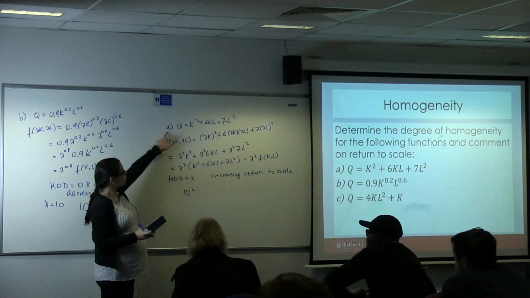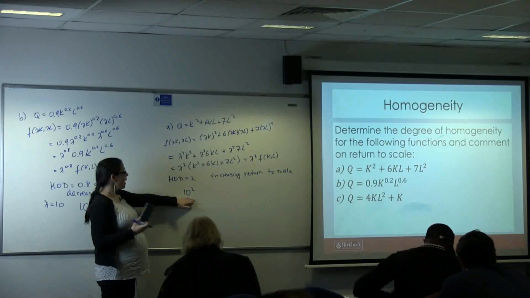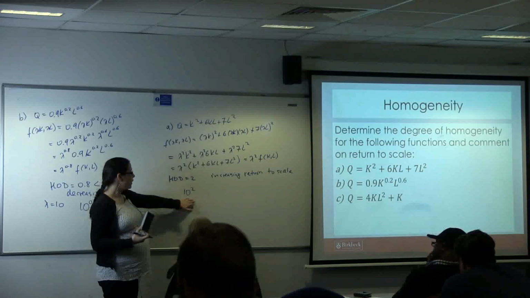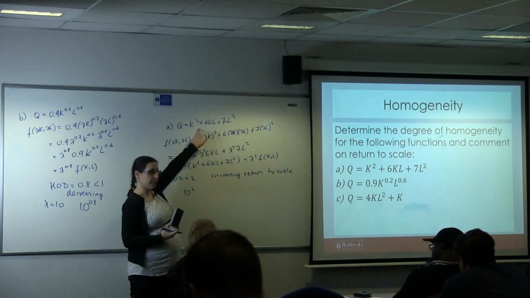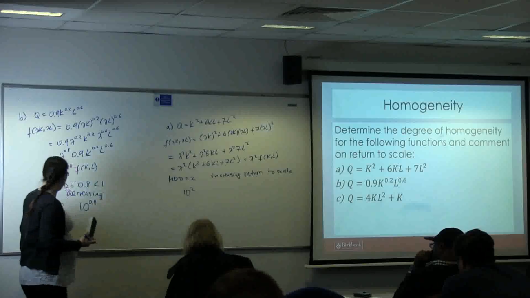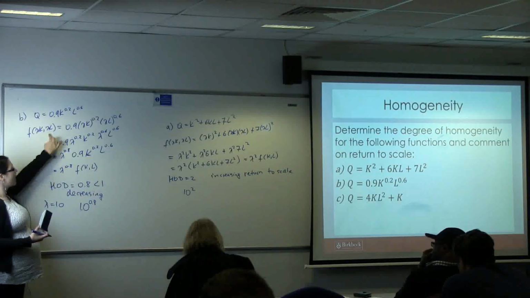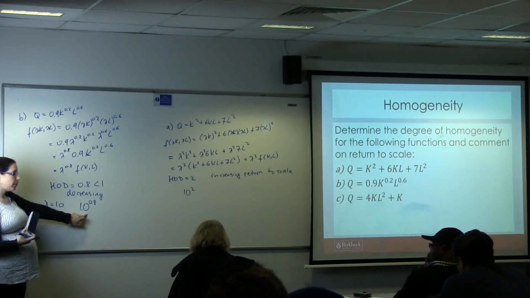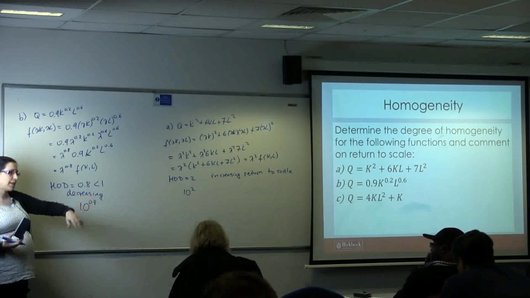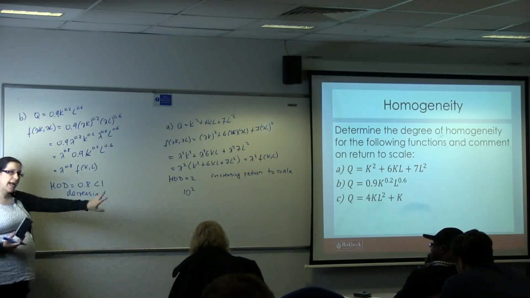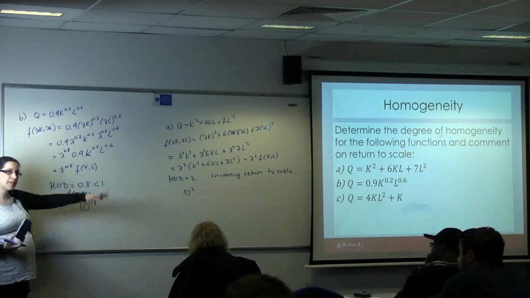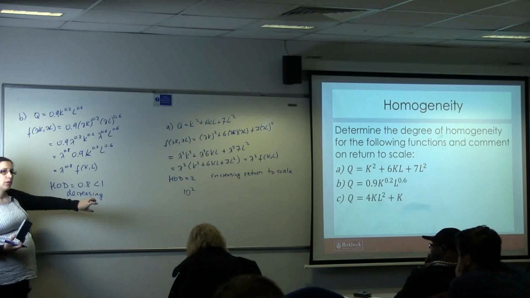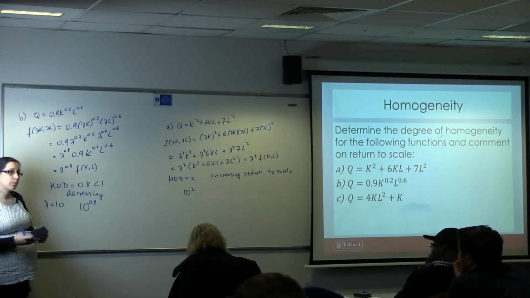So for this production function, if I input 10 times more capital and 10 times more labor, I would end up with 100 times more output. In here, if I put in 10 times more capital and 10 times more labor, I end up with less than 10 times more output, because 10 to the 0.8 would be less than 10. Put it in the calculator and you find the exact value, and that means you would get smaller output than what you put in.